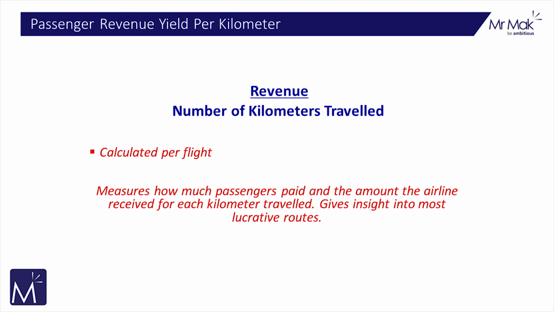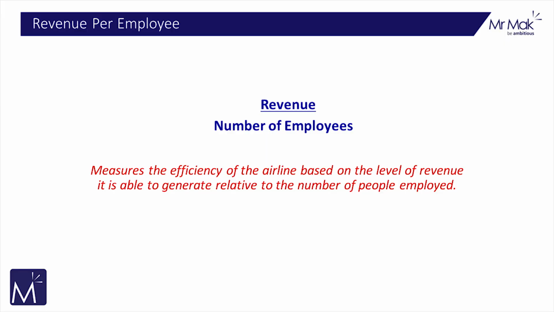The fourth is the revenue per employee. Very, very simply, total revenue of the airline divided by the number of employees. This ratio talks to efficiency issues, whether the airline is overstaffed, and it helps the airline benchmark its efficiency relative to its competitors.